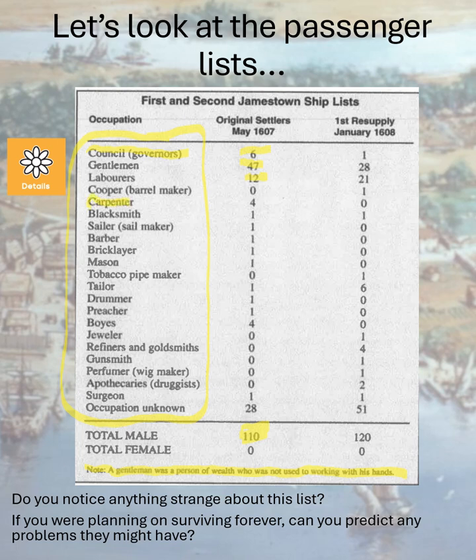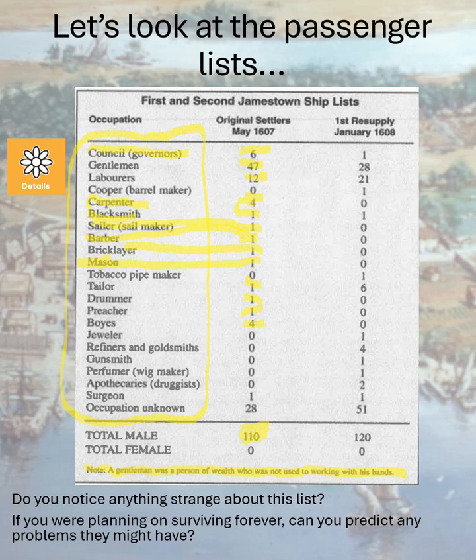We had some carpenters, that's people who build houses and things like that. We have a blacksmith. We have a sailor. Now, a sailor is not the person on the boat. A sailor is someone who makes a sail for the boat. We had one barber. We had a bricklayer. And we had a mason. Now, a mason works with rock, stones, things like that. No pipe makers. We had one tailor. We had a drummer, because you know, we've got to have a drummer. We had one preacher. We had four boys.